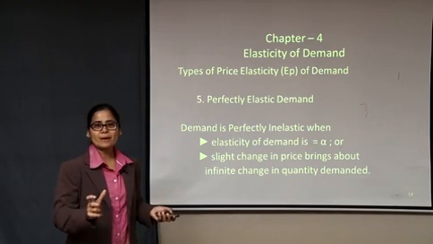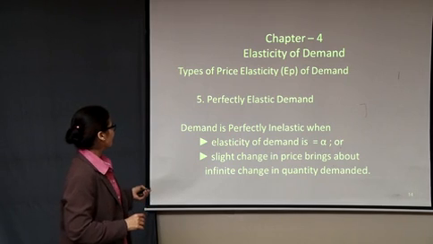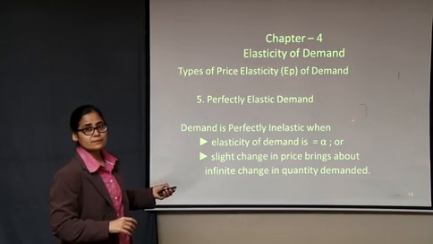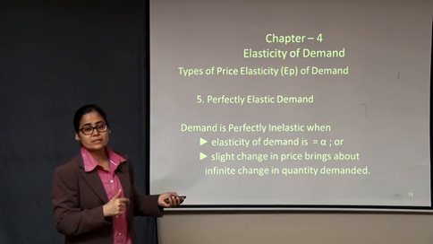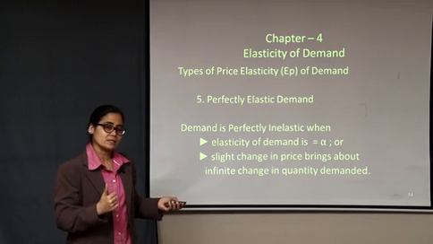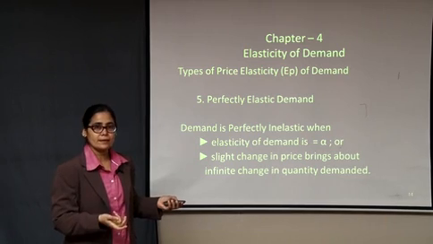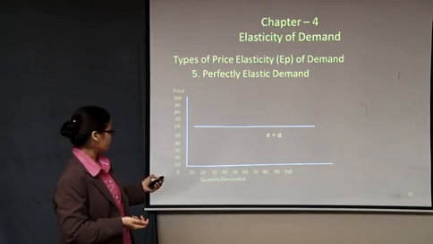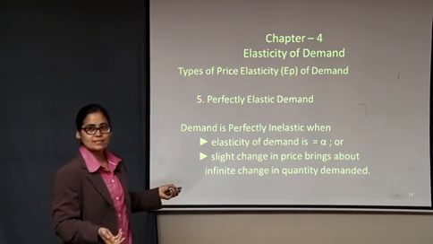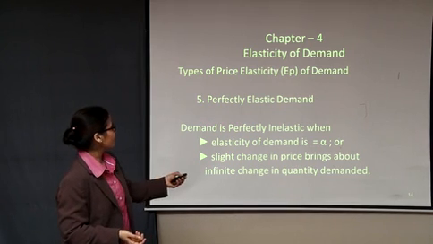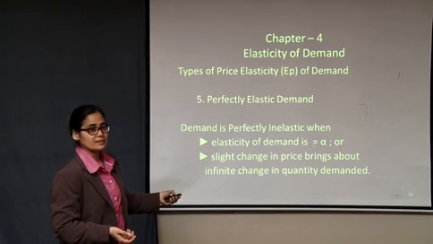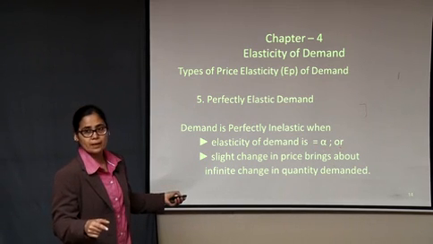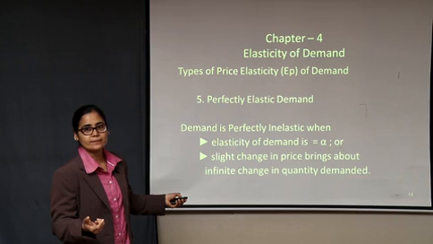The last type of price elasticity of demand is perfectly elastic. Now this is the opposite. Previously what did we discuss? Perfectly inelastic. Now we remove the word "in" and it becomes perfectly elastic. So what happens in perfectly elastic? The elasticity will be infinite, infinity. This is the symbol which is used for infinity.